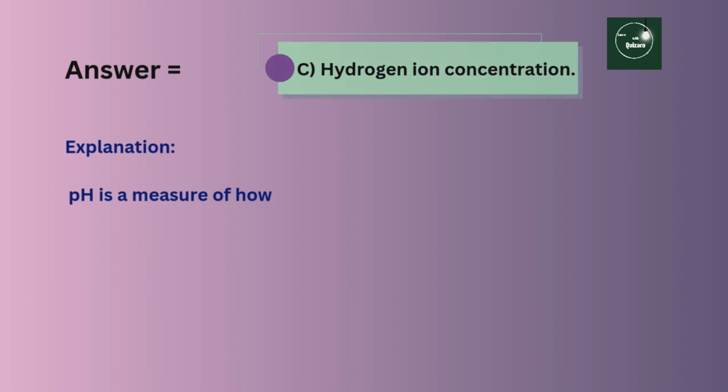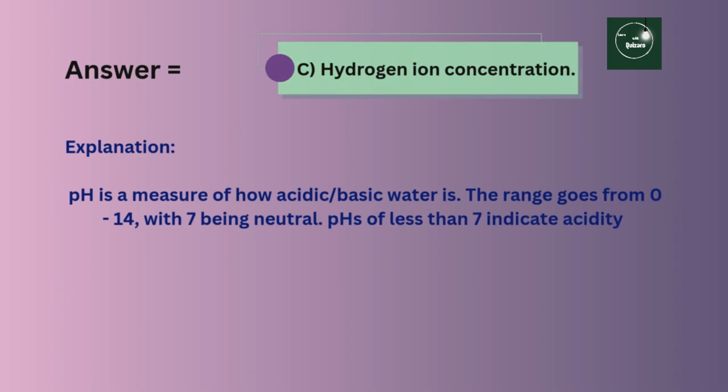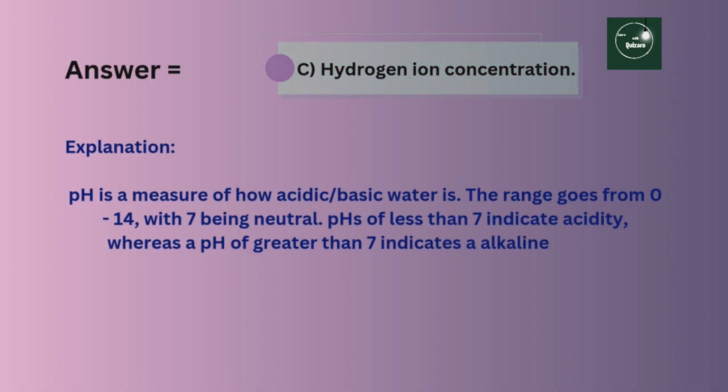Answer is C. Hydrogen ion concentration. pH is a measure of how acidic or basic water is. The range goes from 0 to 14, with 7 being neutral. A pH of less than 7 indicates acidity, whereas a pH of greater than 7 indicates alkaline or base.